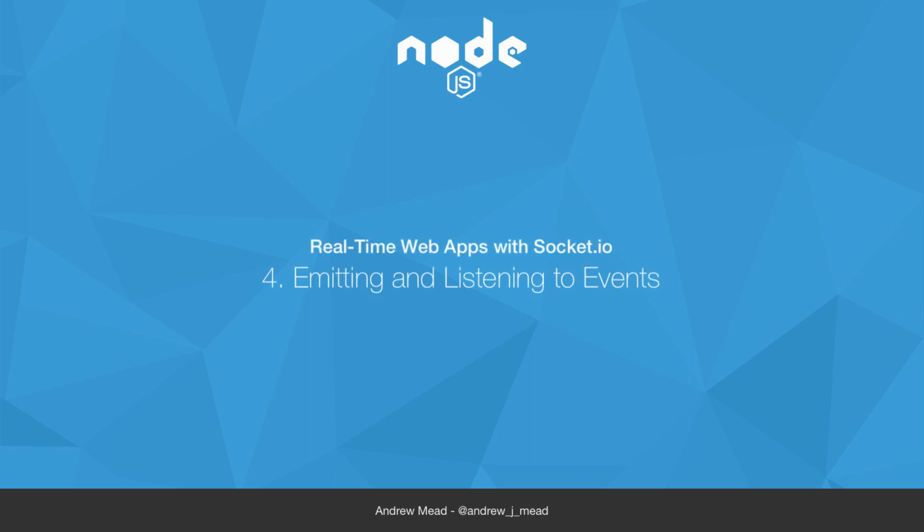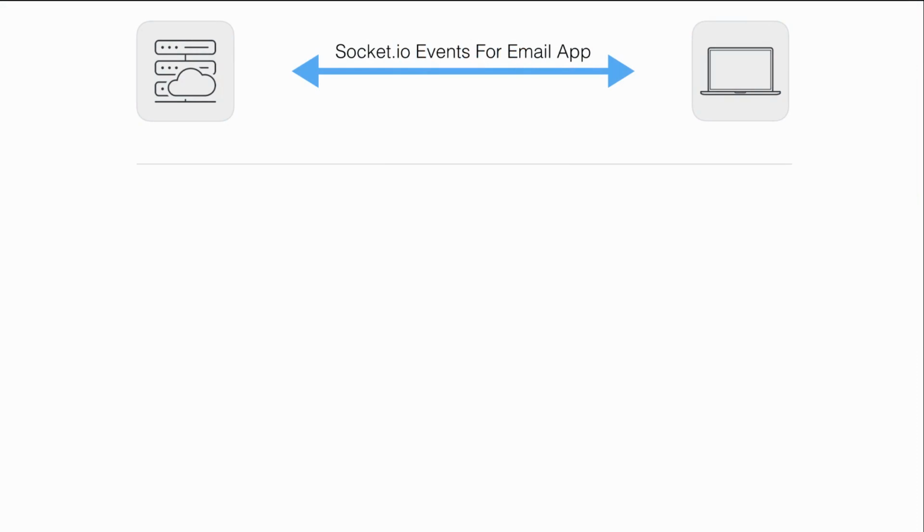In the last video, you learned how to listen to those built-in events, things like connection events and disconnection events. Those are fine. They're a great starting place. But in this video, what we want to talk about is emitting and listening to custom events. And this is where Socket.io gets really interesting. When you're able to emit and listen to custom events, you can send anything you want from the server to the client or from the client to the server.